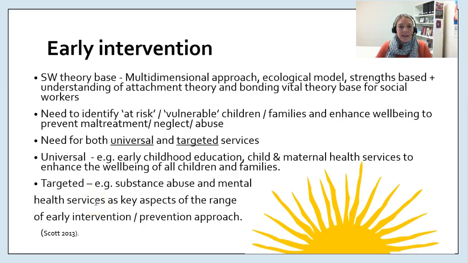So one of the key ways of working for social work that's sort of come about in the last decade or so is the idea of early intervention. It has a social work theory base. It's a multi-dimensional approach. It's an ecological model. It's strengths-based, and it has a really good understanding of attachment theory and understands bonding and the importance of attachment for families and children.